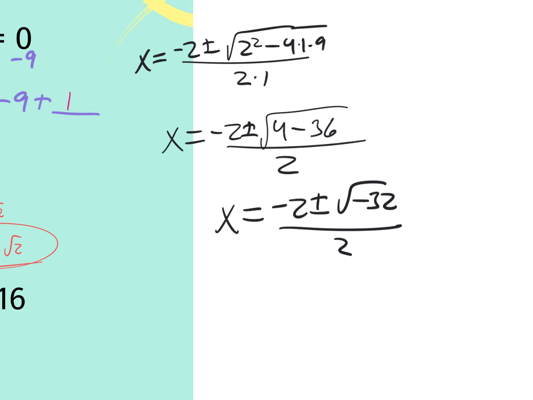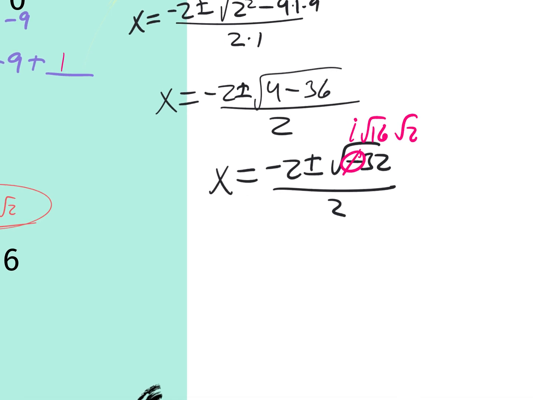All right, now let's simplify this radical. Negative 32 becomes i, and then 32 can simplify into 16 and 2, right? So we get i square root of 16 square root of 2, and then square root of 16 becomes 4. So you get x equals negative 2 plus or minus 4i square root of 2 over 2.